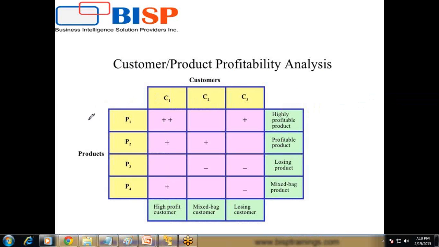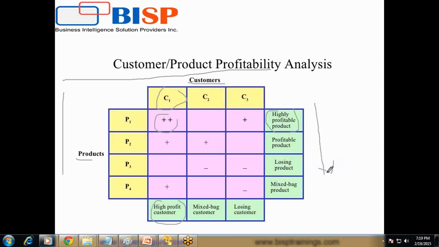To make it even easier to understand, I made this two-dimensional view of your business, with respect to customer and product. The more plus signs show more profitability at the intersection of customer and product. The customers with respect to my products are more profitable: the highly profitable customer and profitable product.